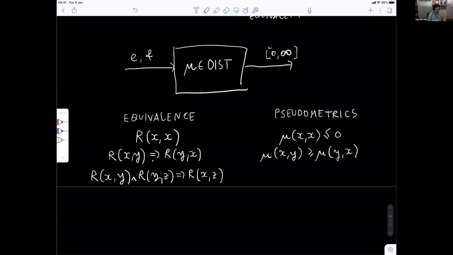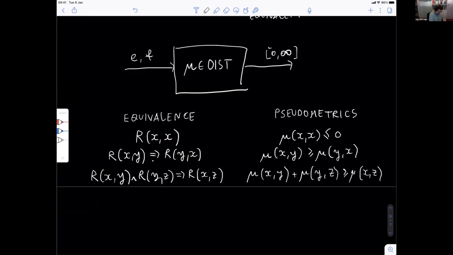And the third one is probably the one you are more familiar with, which is called the triangular inequality. So if you have the distance between X and Y, and you sum it with the distance YZ, you get something that must be greater than or equal to the distance XZ.